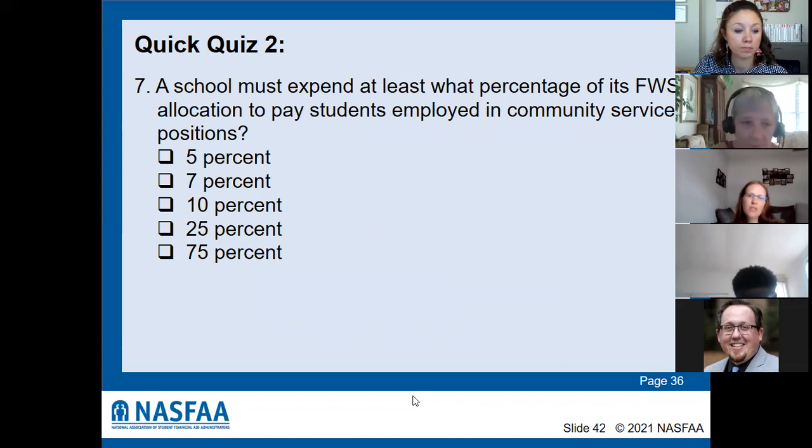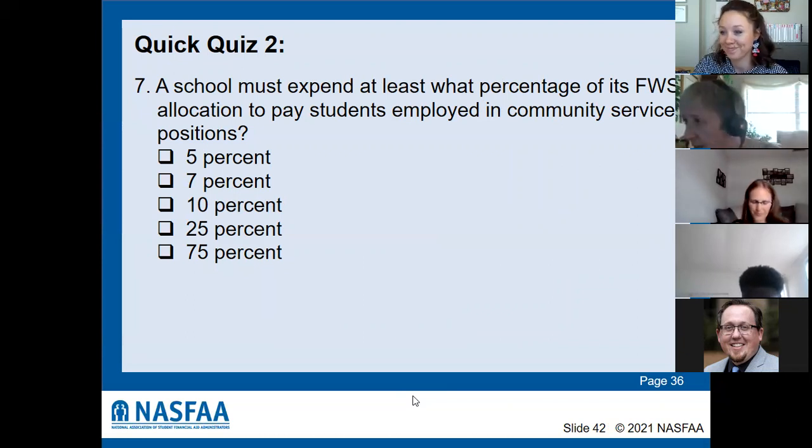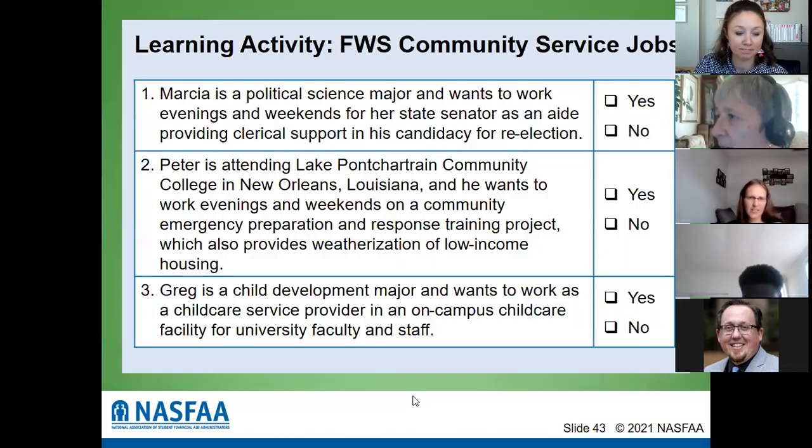A school must expend at least what percentage of its federal work study allocation to pay students employed in community service positions? 7%. Got a bunch of them. Yes, that is correct. Thank you, guys.